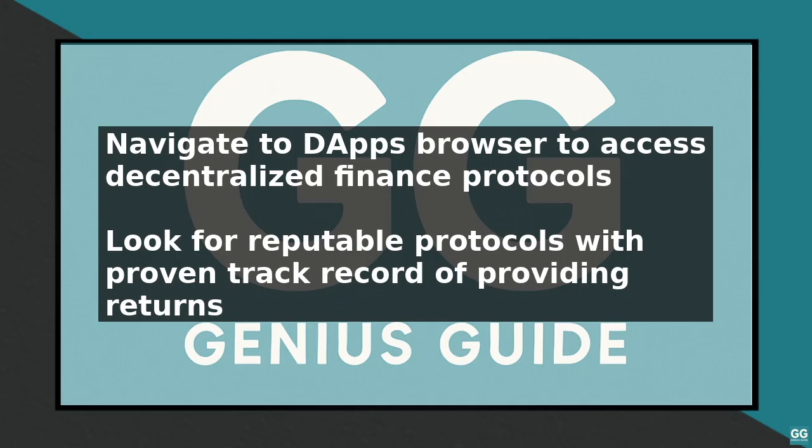When you find a protocol you're interested in, click on it to access the platform. You will be prompted to connect your Trust Wallet to the protocol. This will allow you to interact with the protocol and start yield farming.